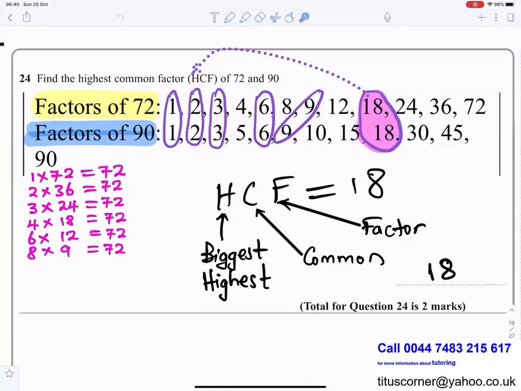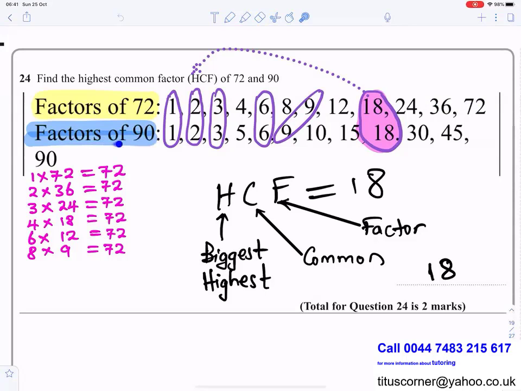Question number 24. Find the highest common factor, HCF, of 72 and 90. This is one way of doing it, which is long, but surprisingly, students tend to remember this method more. Factors of 72. You can list all the factors of 72. 1, 2, 3, 4, 6, 8, 9, 12, 18, 24, 36, 72. List all the factors of 72.